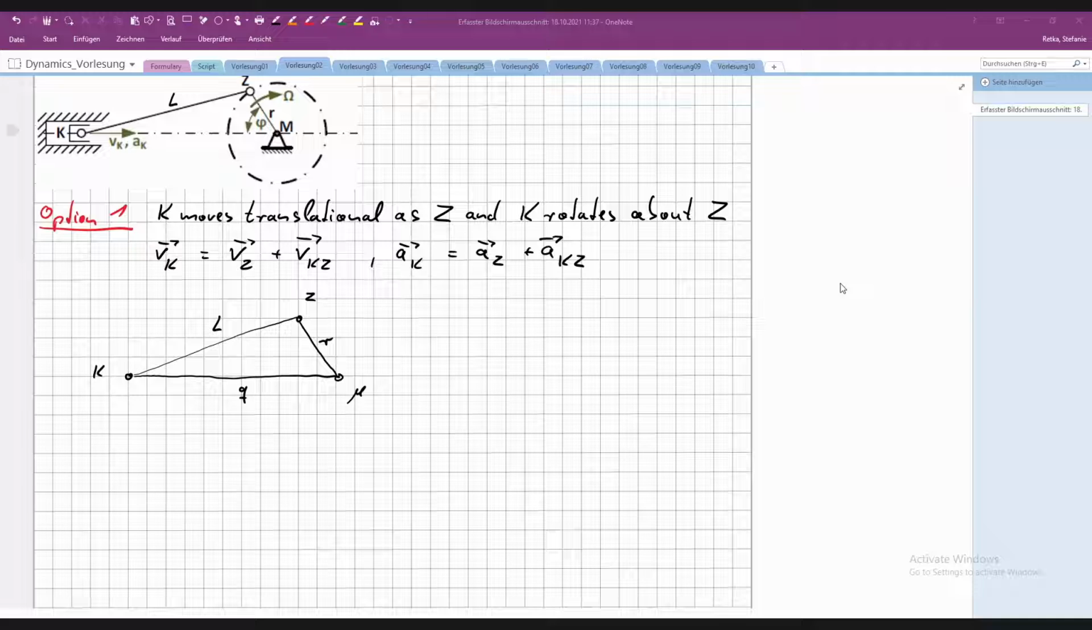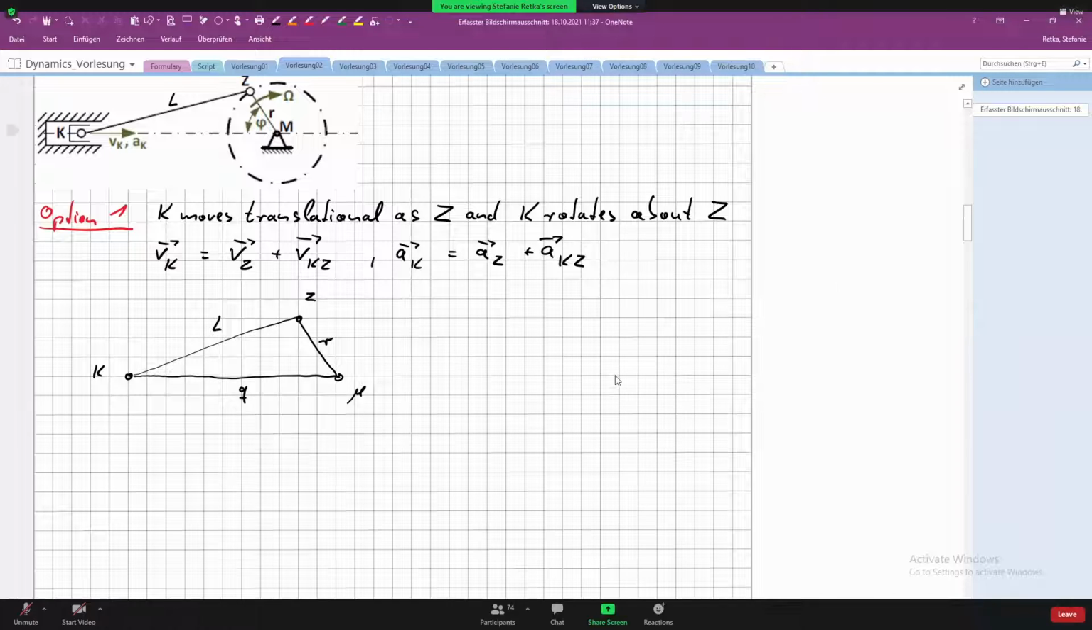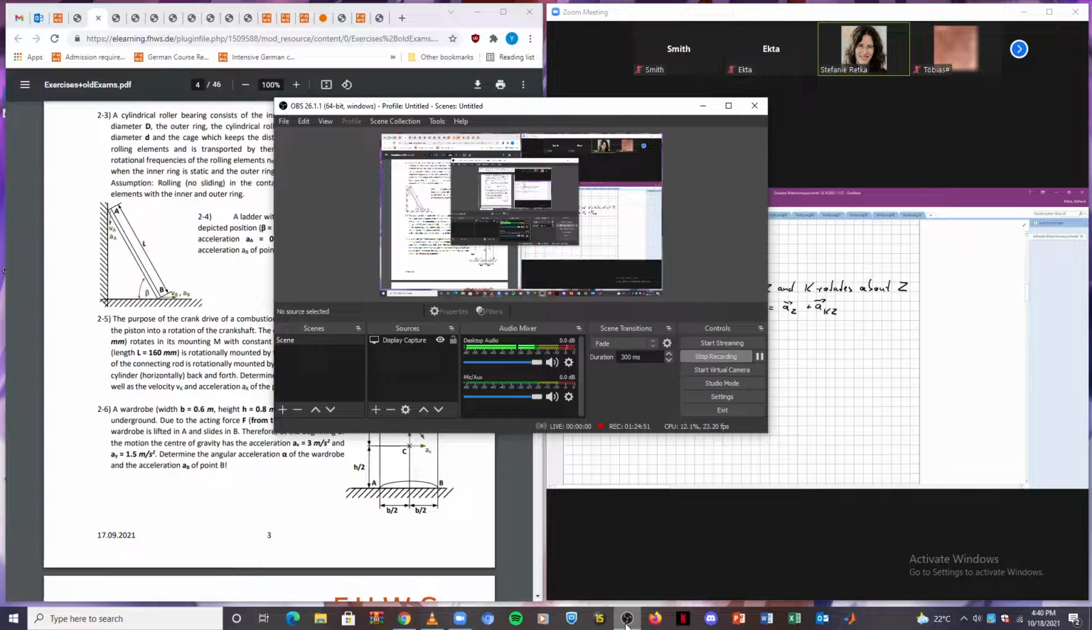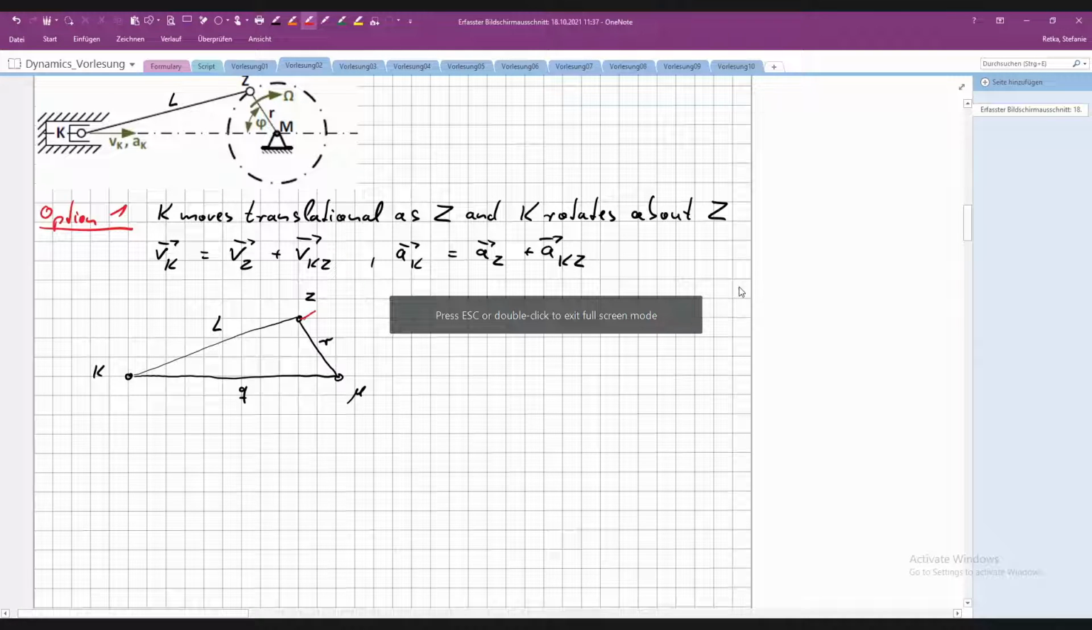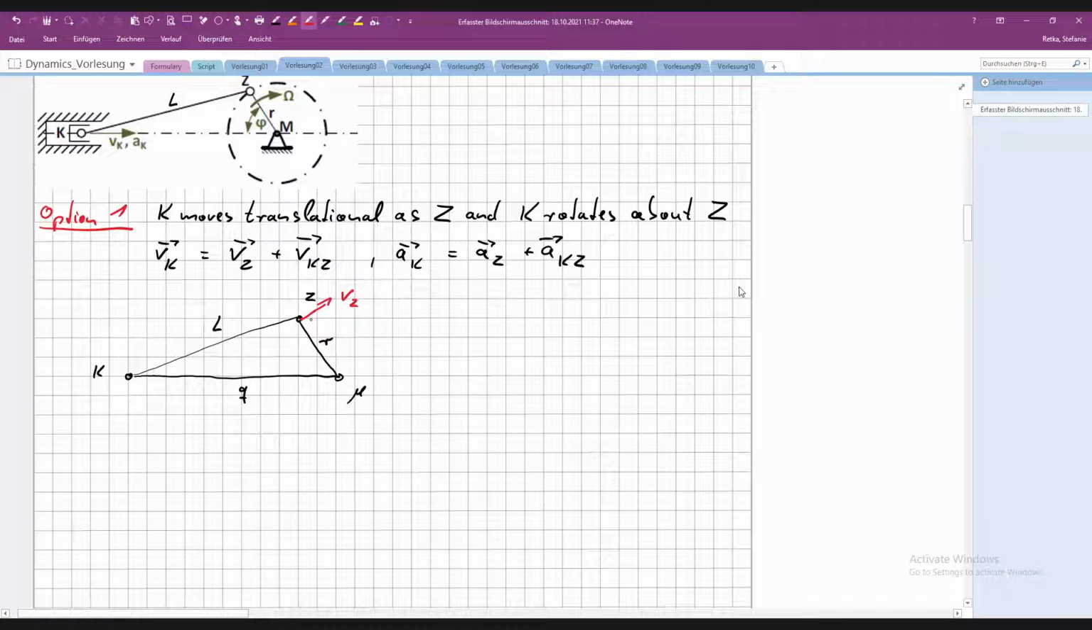Okay, let's have a look at the figure for the velocities. Now, our point Z moves on a circular path. It's a pure rotational motion. And then our velocity of Z, absolute velocity, looks like this, Vz, perpendicular to the radius.